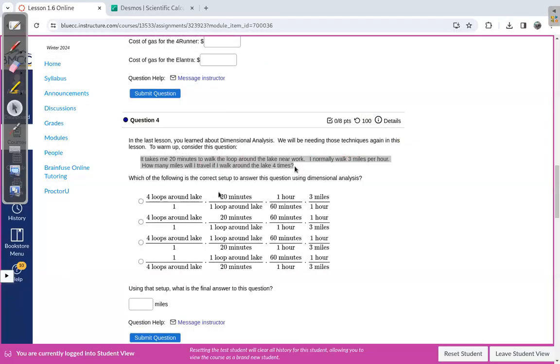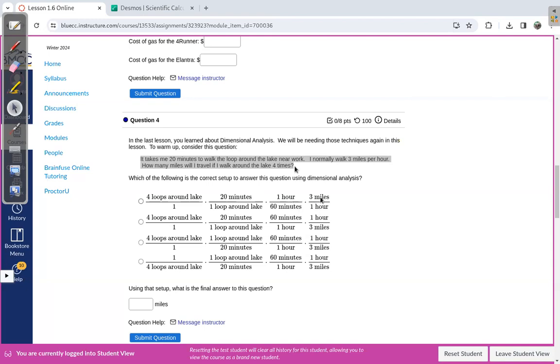And then next they have 20 minutes per loop. That looks right, 20 minutes per loop. And again, here, loops in the top has to match with the loops in the bottom. So my first option's okay, the second option's okay, the third option is out. Okay, so bottom 2 are out on my version. Yours may not be in the same order. Next, we've got to get rid of minutes. So minutes here is in the top, so it would have to go on the bottom. And there are 60 minutes in 1 hour. That looks good. And then there's 3 miles an hour.